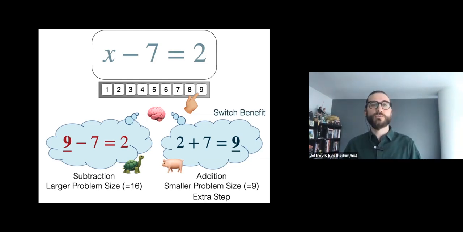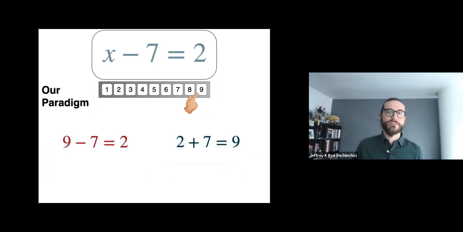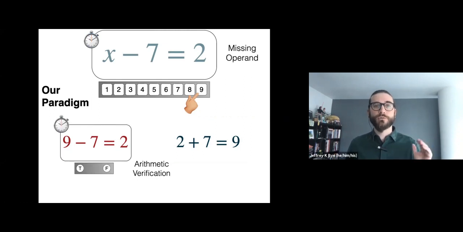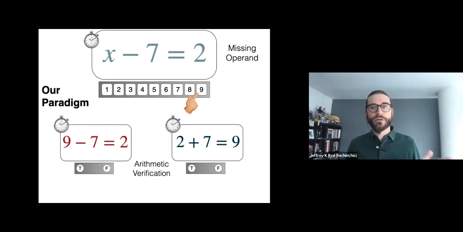In other words, in some problems, you will benefit more from switching to the inverse route. And if you're a flexible problem solver, maybe you're sensitive to this benefit. So our paradigm is to give people missing operand problems like you see on the top, measure how long it takes them to answer, and compare that to arithmetic verification trials. Specifically, we give both the direct and inverse match arithmetic verification trials for participants. In total, we give 176 missing operand problems and all of the corresponding direct and inverse facts for the arithmetic verification trials.